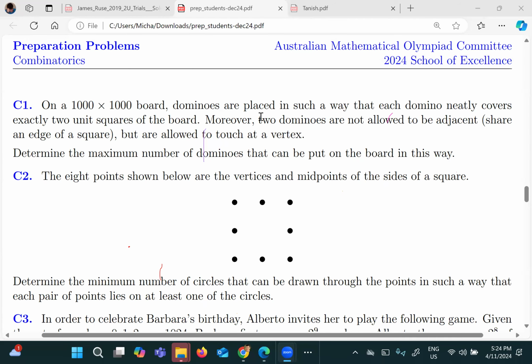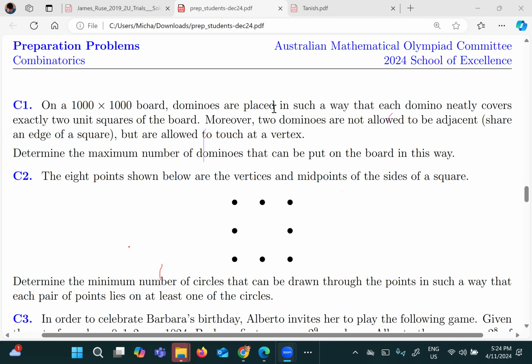Alright, so we're doing a summary of C1. So basically you've got a 1,000 by 1,000 board and you have these dominoes that can't share edges with other dominoes. And the question is, what's the maximum number of dominoes that can be put on a 1,000 by 1,000 board?